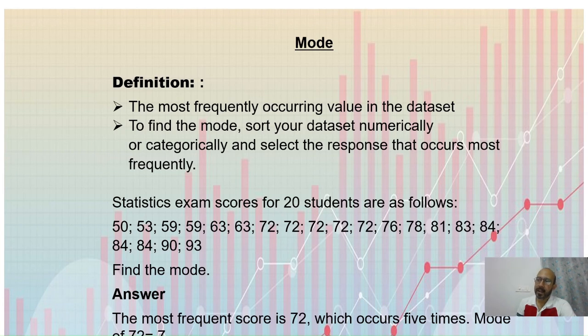Statistics exam scores for 20 students are as follows: 50, 53, 59, 63, and so on. Then the mode of this dataset: the most frequent score is 72, which occurs 5 times.